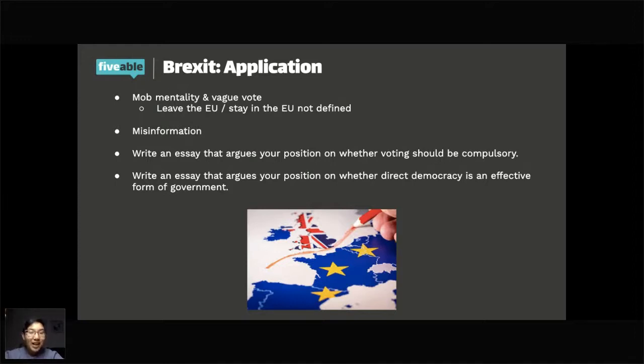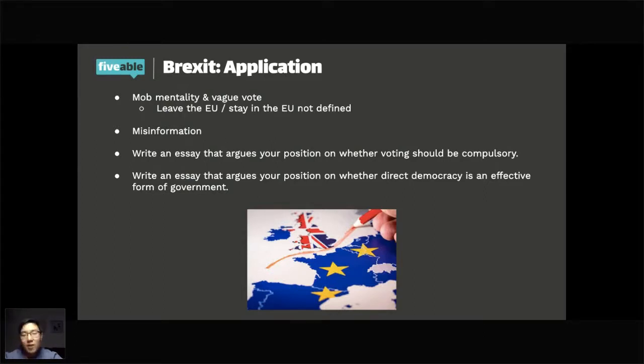So as you can see here, we have 2 thesis examples. The first is: write an essay that argues your position on whether voting should be compulsory. And the second prompt is: write an essay that argues your position on whether direct democracy is an effective form of governing.